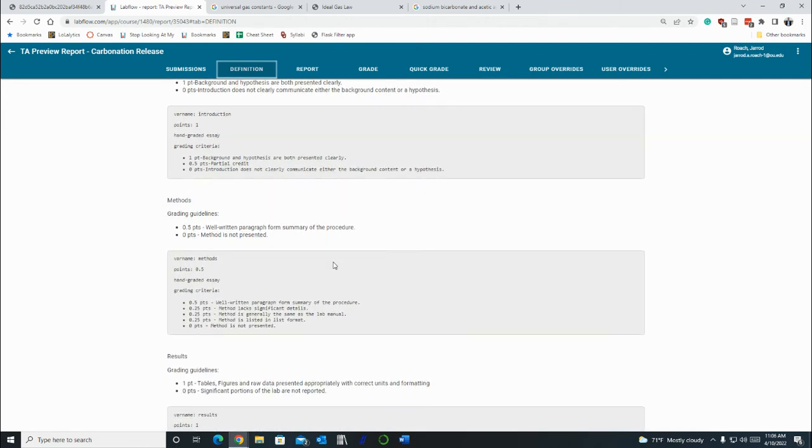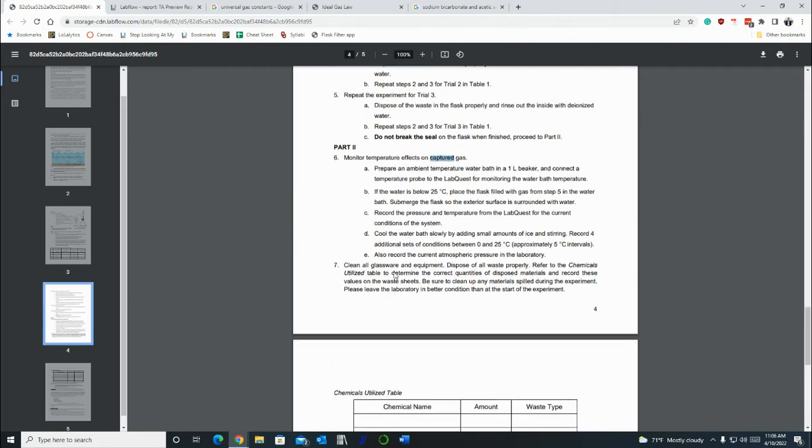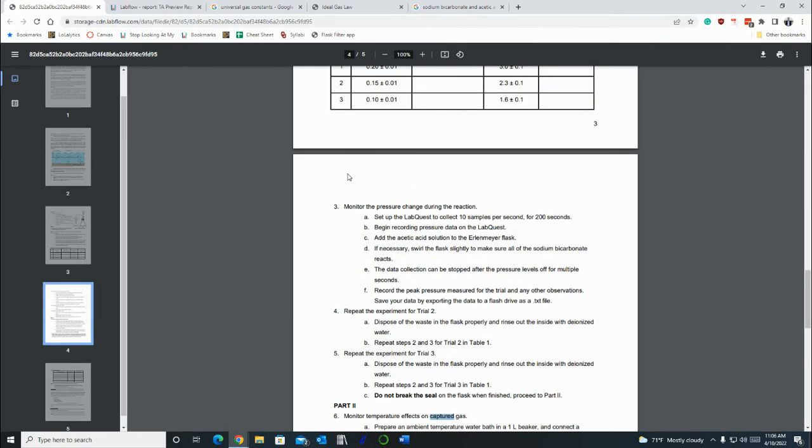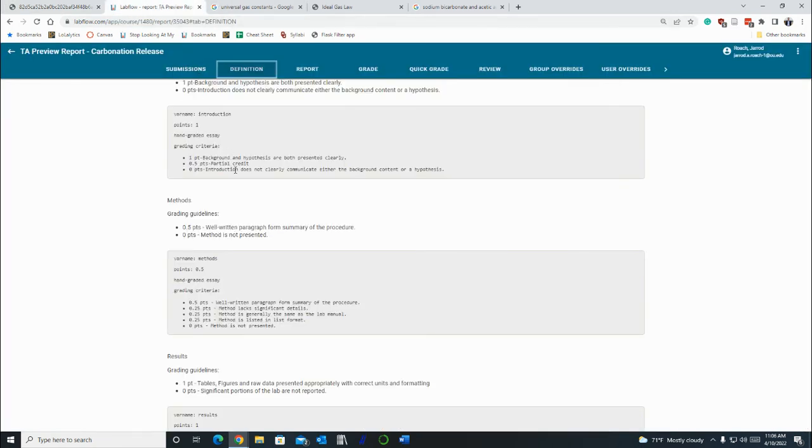Next, your method section. This is just simply talking about what you did in the experiment. It cannot be a straight copy and paste from your procedure here, and it also cannot be in a list or bulleted. It needs to be in complete paragraph form to receive full credit.